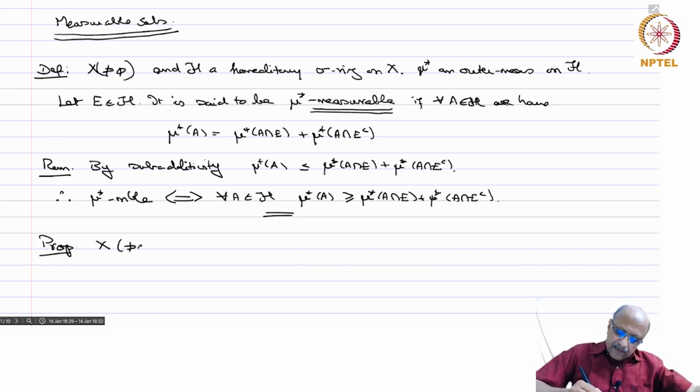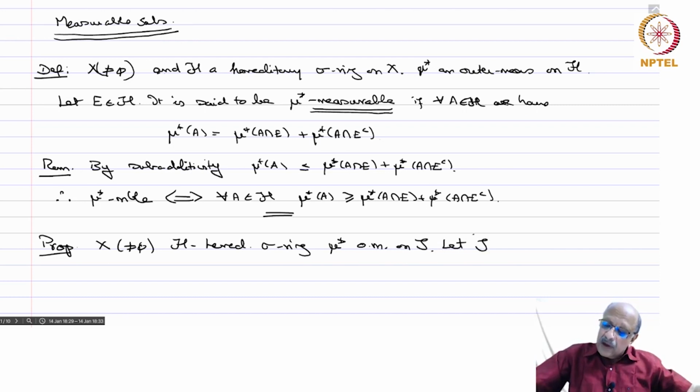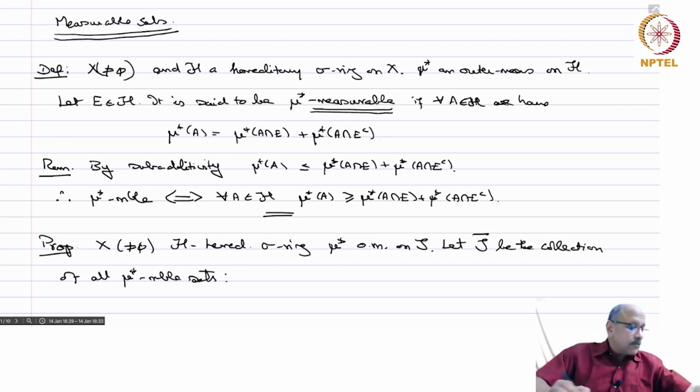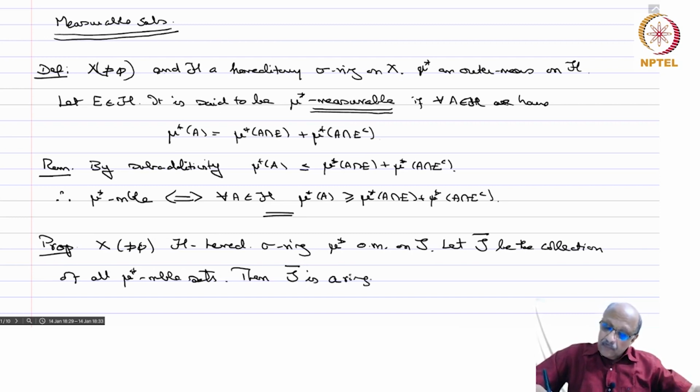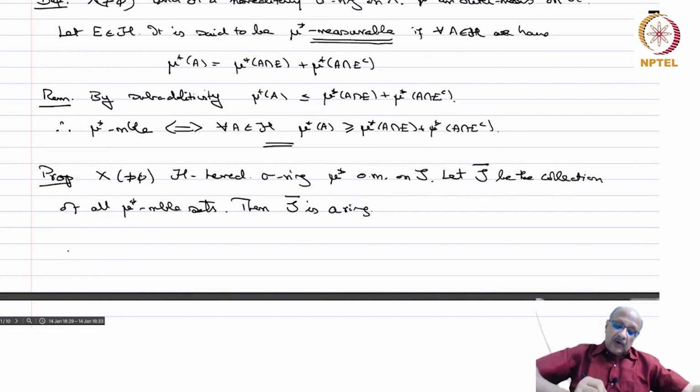So X non-empty, H hereditary sigma ring, and mu star outer measure on H. Let S bar be the collection of all mu star measurable sets. Then S bar is a ring. So in particular, you know that the empty set is always there. That is of course obvious, because mu star of A intersection phi is mu star of the empty set, that is 0, and A intersection phi complement, which is whole of X, is just A. So this equation is always true. So we know that the empty set is always mu star measurable.